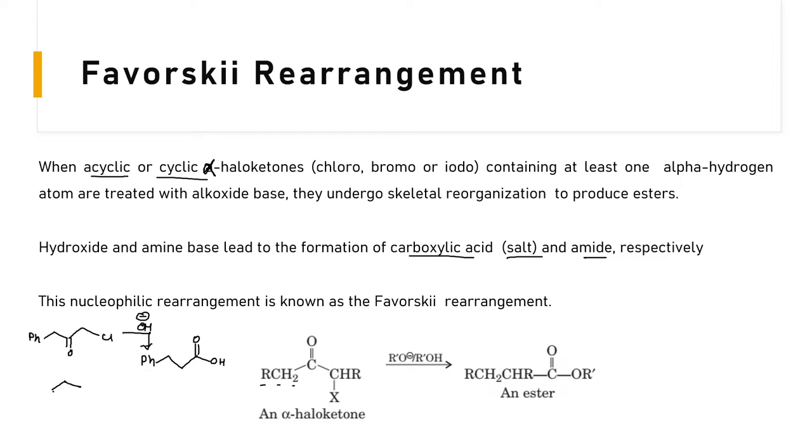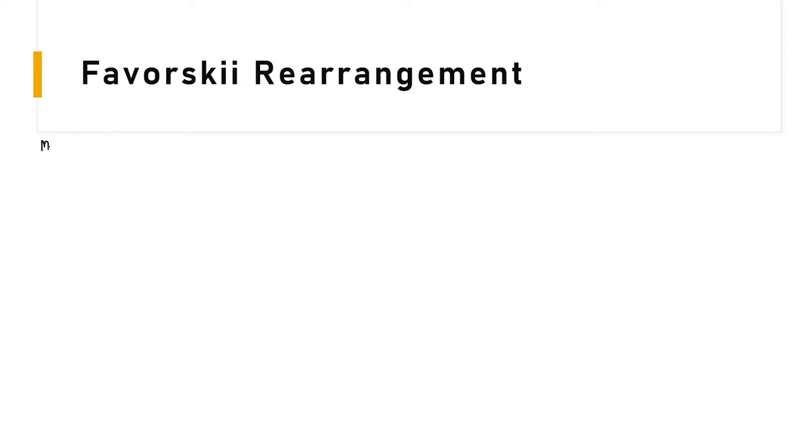If you have a compound like this, a cyclic ketone with C double bond O and Cl, this will turn into a ring-contracted product; here you can observe ring contraction. How am I able to write this? Quite easily: if I am taking EtO minus, I will get the ester. So it is not always necessary that you will get esters. If you take OH minus, you will get a carboxylic acid. If you take NH2 minus, you will get an amide. Let's look at how the reaction takes place. So, what is the mechanism?